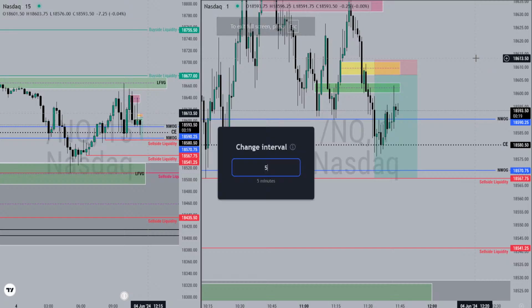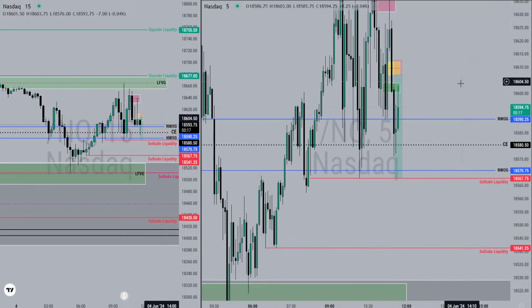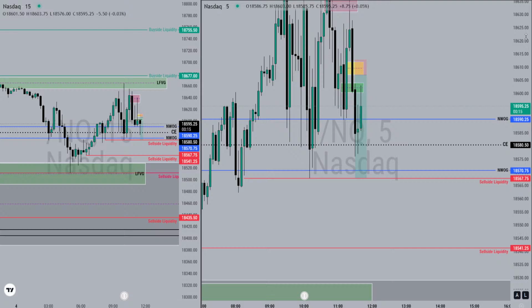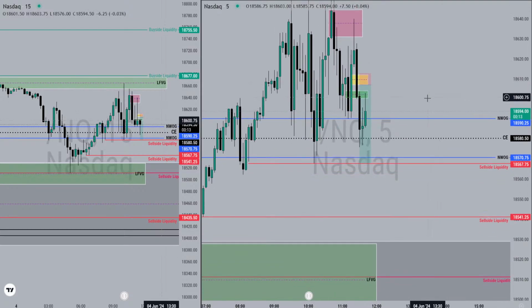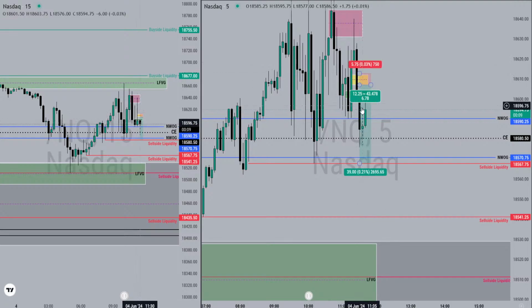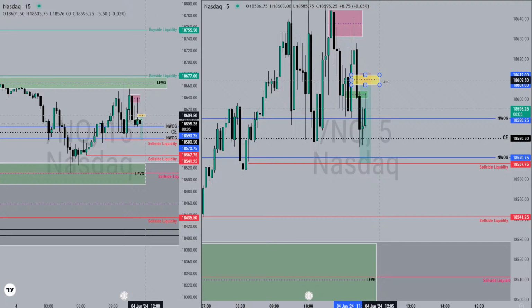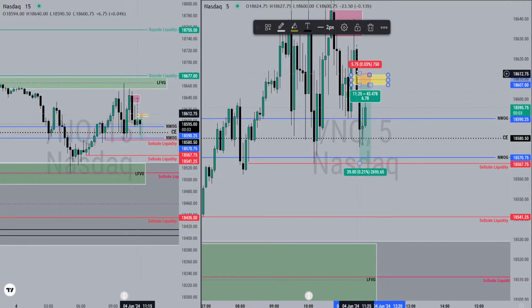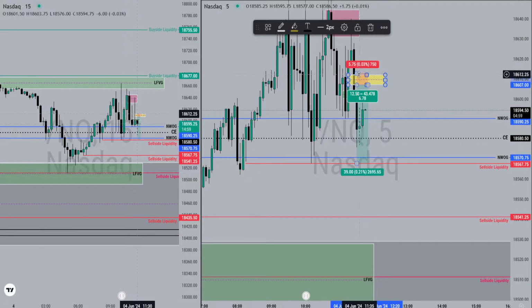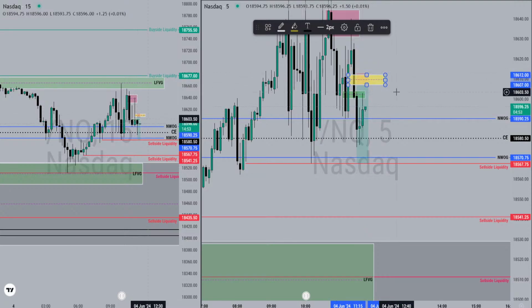I would love to show you something. See this parallel gap from the 5 minute chart. This parallel gap inside that 5 minute chart. I mean, the 5 minute parallel gap covered the inversion parallel gap.